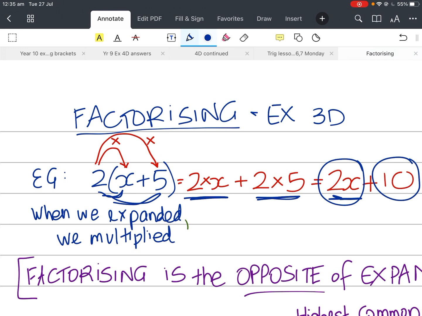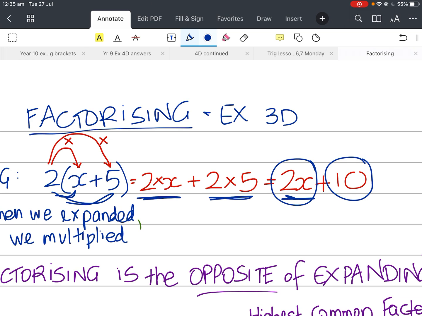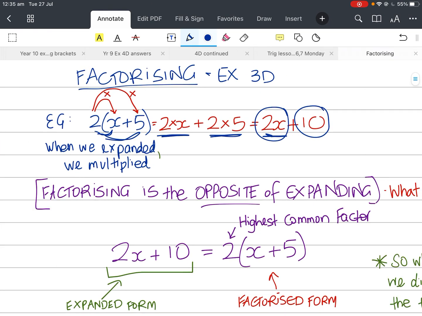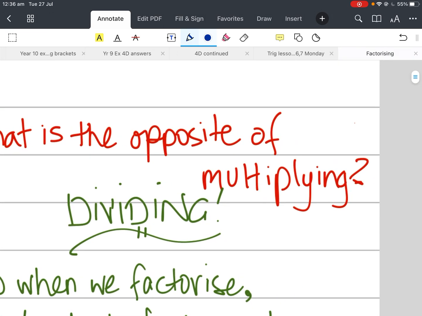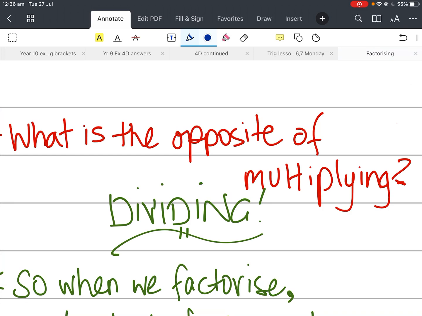But what we're doing today is we're doing the opposite. We are doing factorising. You need to know that factorising is the opposite of expanding. Now what did we do when we expanded? Hopefully you noticed we multiplied. So, what's the opposite of multiplying? Well, hopefully you answered dividing. So you are correct.